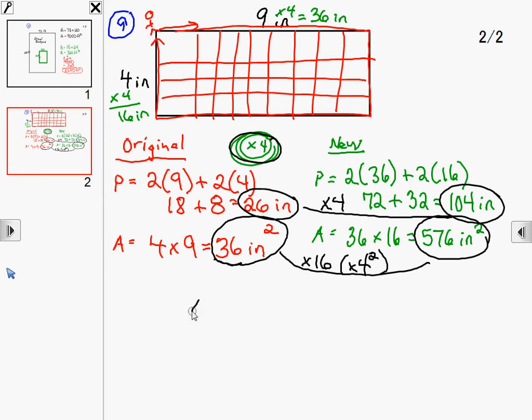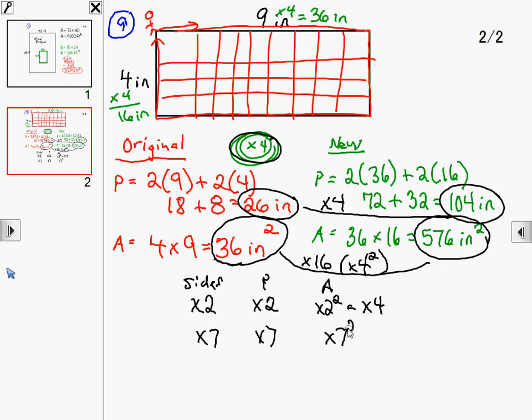We went through this earlier, but times 2 for the sides. What happens to the perimeter? It's times 2. What happens to the area? It's times 2 to the second power, which is times 4. Logan, what's your favorite number? 7. So if the sides are times 7, the perimeter's times 7, and the area is times... nope, times 7 to the second power, which is 49. It's going to be 49 times larger. Okay?